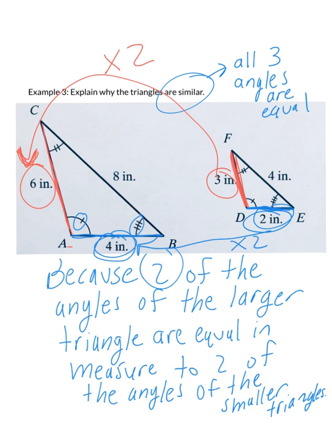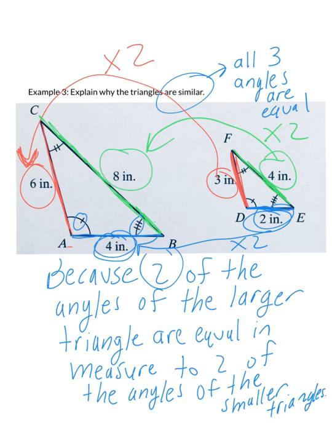And then finally, the third side, side EF of the smaller is 4 inches. It's similar to side BC of the larger, which is 8 inches. Yep, to go from 4 to 8, they must have multiplied by 2.